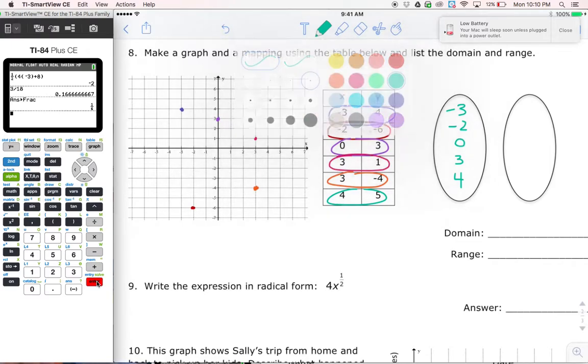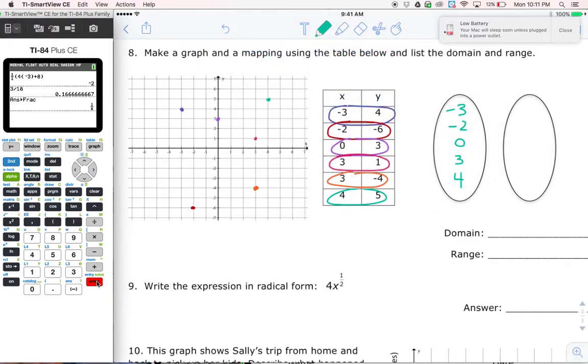Let's go ahead and do the range. Do it from least to greatest though. Be careful. So we've got a negative 6 and then a negative 4. And then we jump to a 1 and then a 3 and a 4 and a 5.